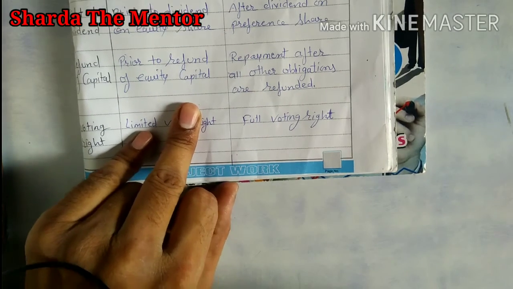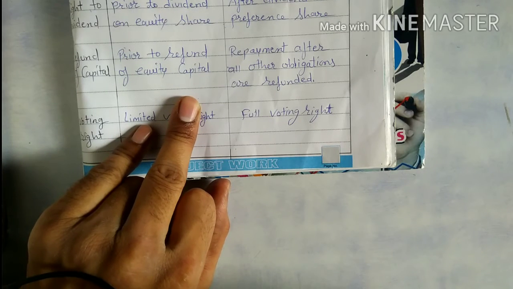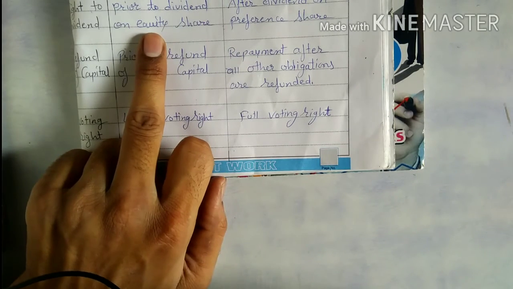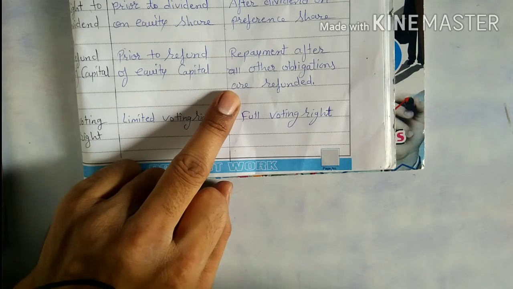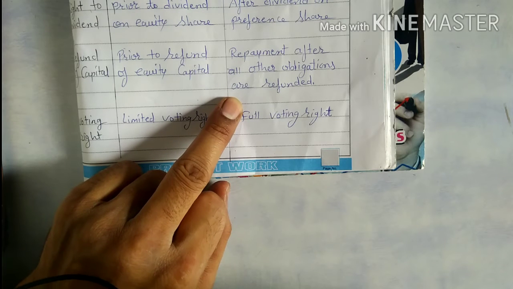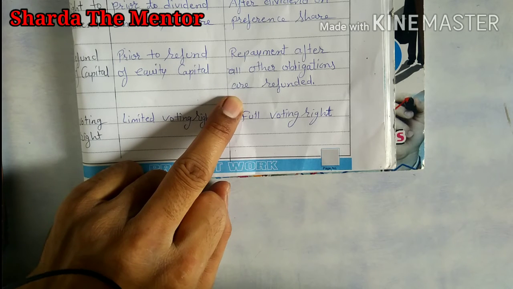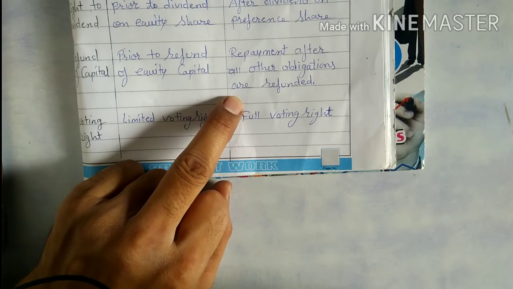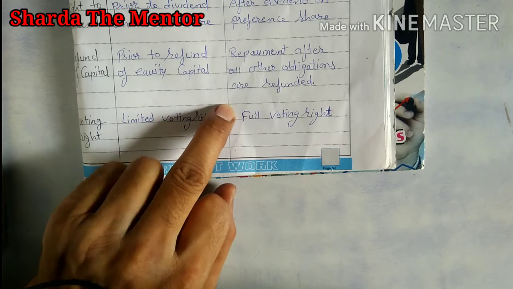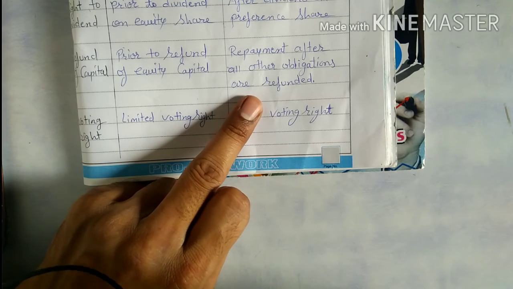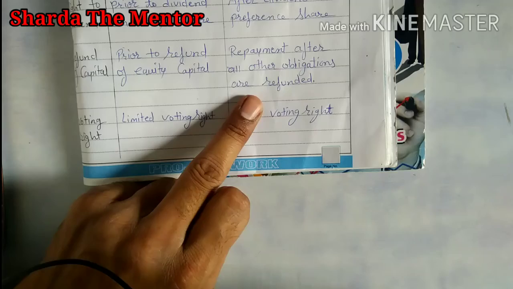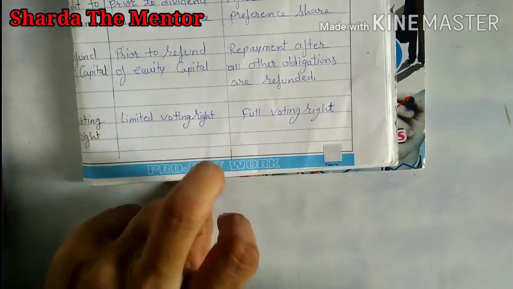Next, refund of capital. In case of winding up of the company, the situation is the same as in the case of dividend. First priority of payment goes to the preference shareholders, and repayment comes after all other obligations are met. When we talk about winding up of the company, first the company will pay the external liabilities, external creditors, banks, financial institutions, after that preference shareholders, and at last if anything remains, then equity shareholders will get their money back. So that's why equity share is considered more risky.